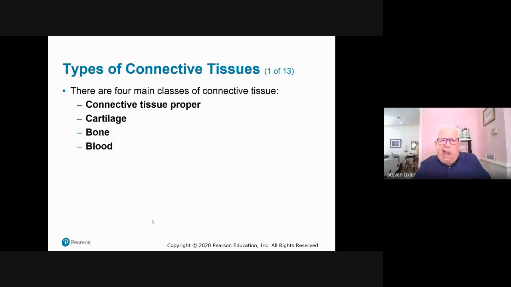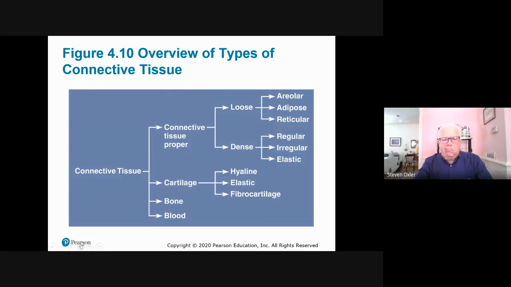The types of connective tissue: connective tissue proper, cartilage, bone, and blood. Okay? Here's connective tissue. It has these four divisions. And then they get into all the others. You don't have to know all of these. I'll talk to you about the ones I want you to remember because most of them are extremely important.